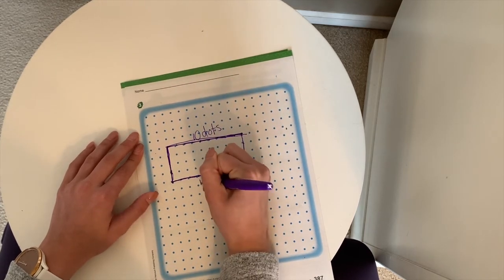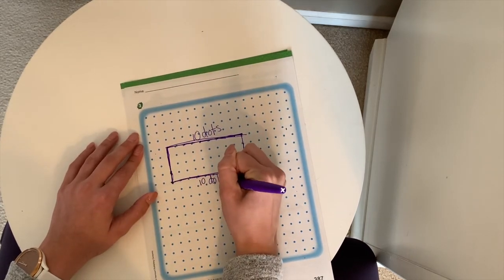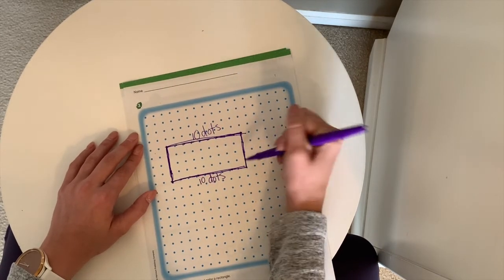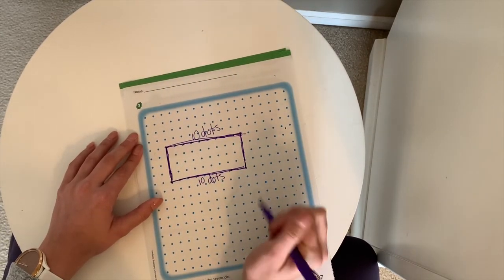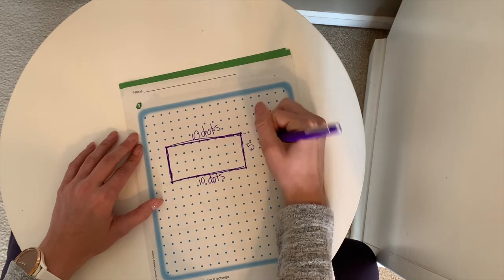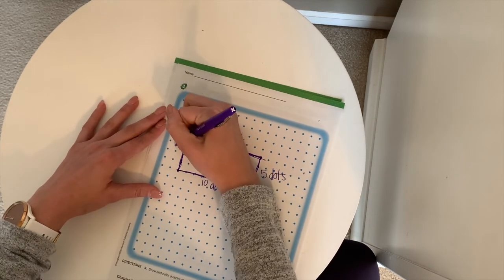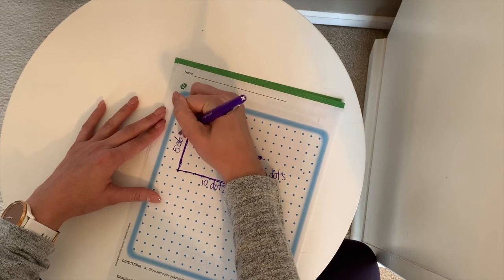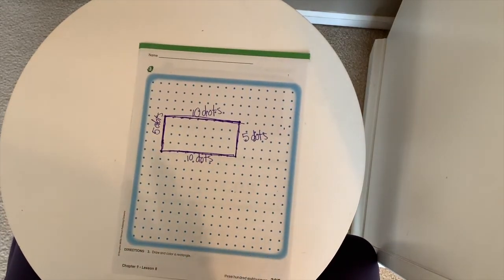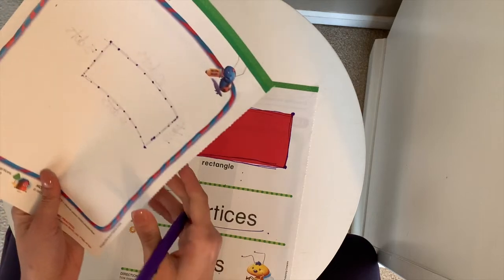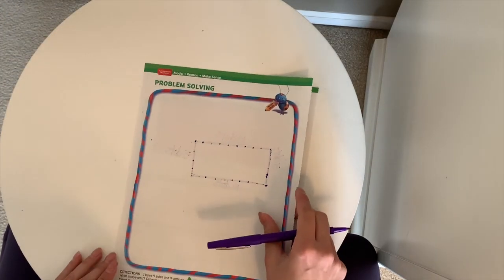So this one has 10 dots and this one goes across 10 dots in length. And then our sides over here, our short sides, have 5 dots. So they go across 5 dots, which means they're 5 dots in length. So that's how we can measure it. Very good. All right, let's go ahead and go to our back side.